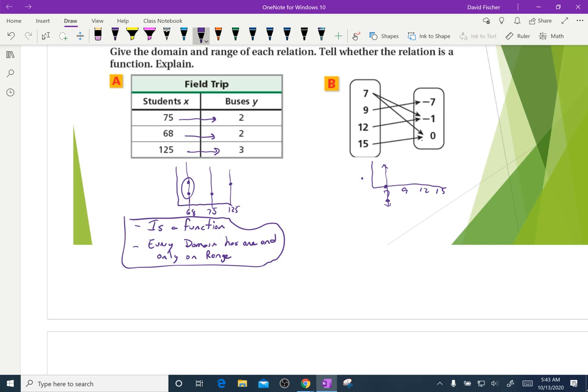Now, another clue on the mapping, which is a little bit easier than a table: if I ever see on my X map bubble 2 lines coming off of it, then it's not a function, because the 7 there has a value of -1 and a 0. So this is not a function.